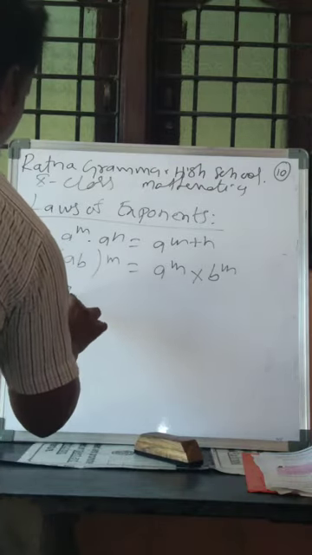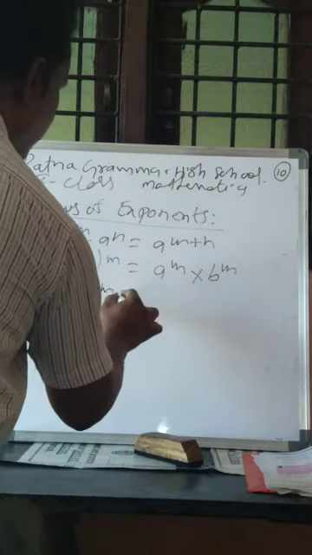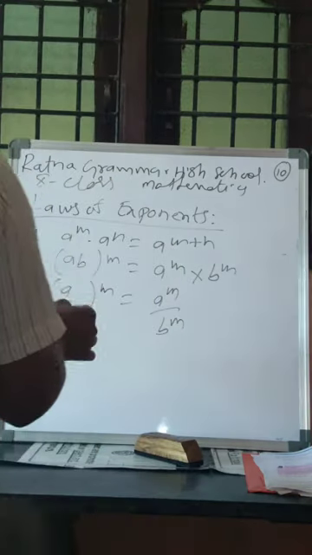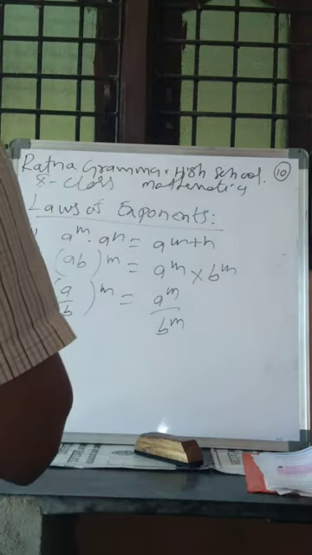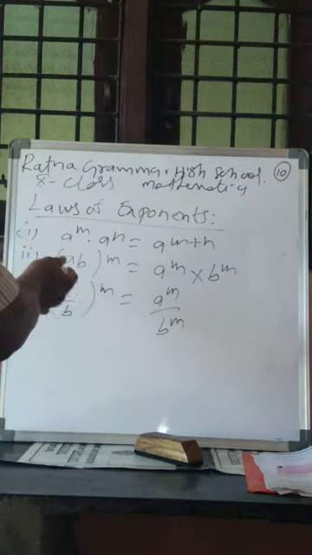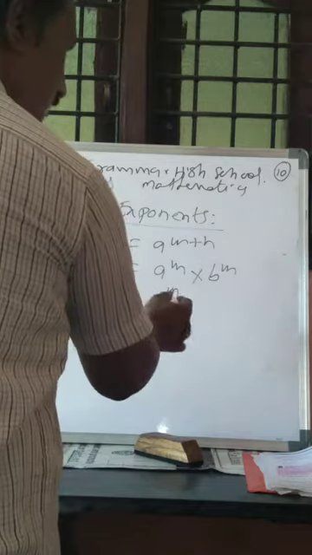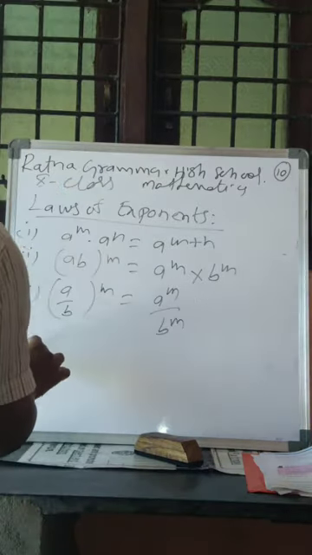a/b whole power m is equal to a power m. What here? a/b is a fraction, where a and b are both rational numbers. So what is the rule? (a/b) power m is equal to a power m by b power m.